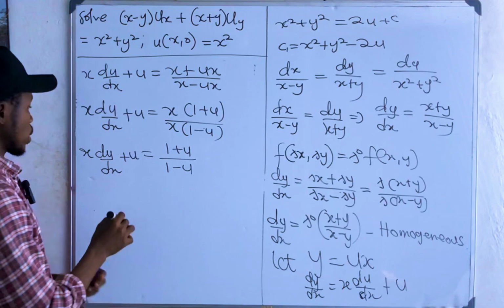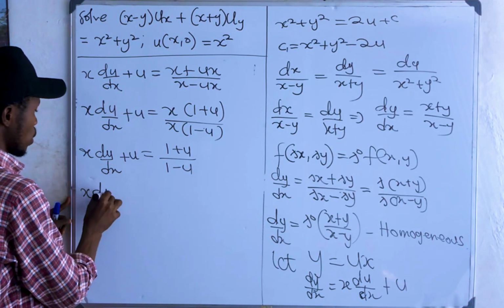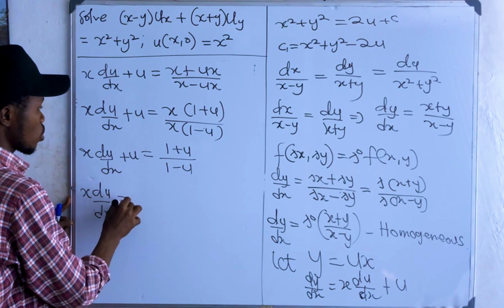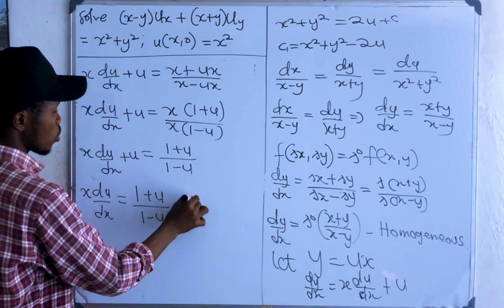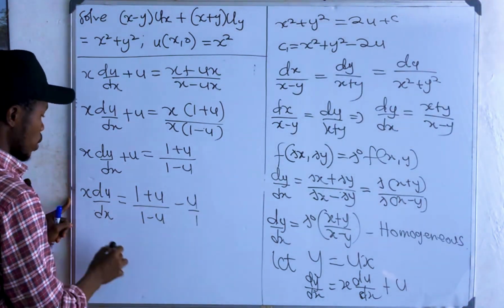So let me send this u to this side so that I have my x du dx to be equals 1 plus u over 1 minus u minus u. So we find LCM.